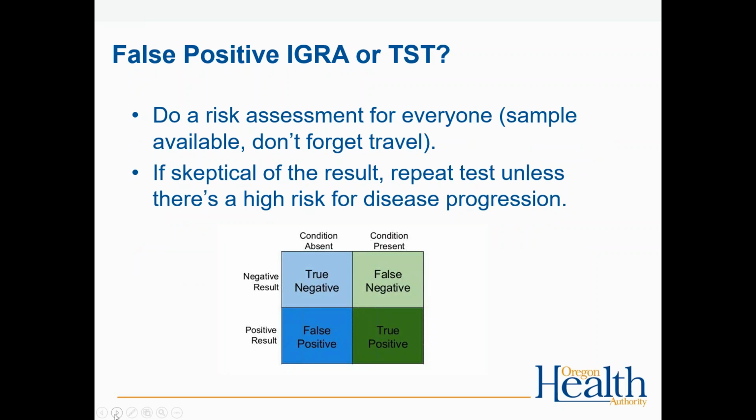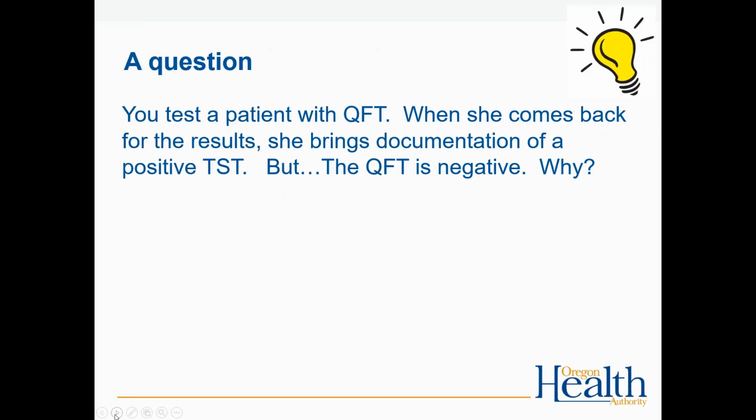Definitely you can have false positive IGRAs or TB skin tests. That's why you need to do a risk assessment for everybody. And then if you're skeptical of the result, you just want to repeat the test unless there's a high risk for disease progression. I don't think you can ever go wrong repeating. I repeat tests all the time. It's what we learned in med school: if you don't believe it, repeat it. If it's really positive, it should be positive again, unless something's changed in the patient, which is sometimes the case. So you do have to sort that out. Like, did they change their prednisone dose? Or are they not immunosuppressed now and they were before? Or are they more immunosuppressed now than they were before? Things like that.